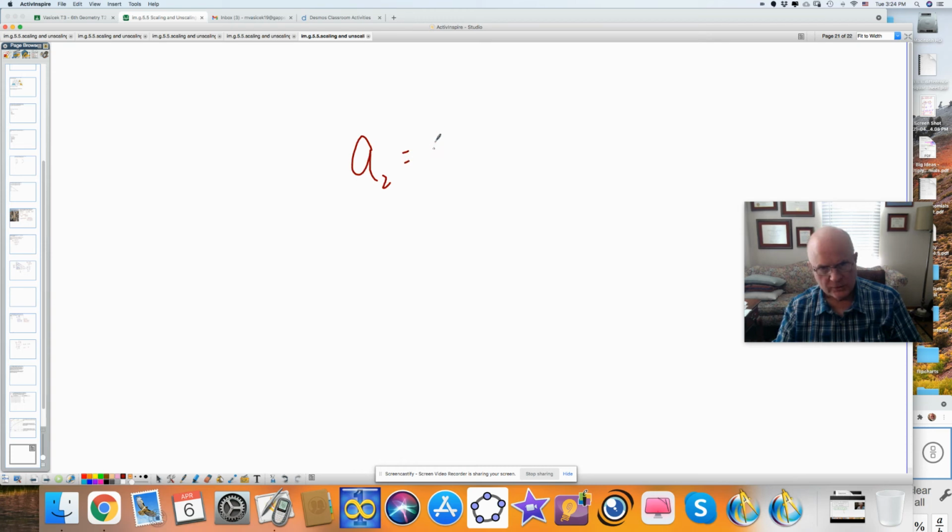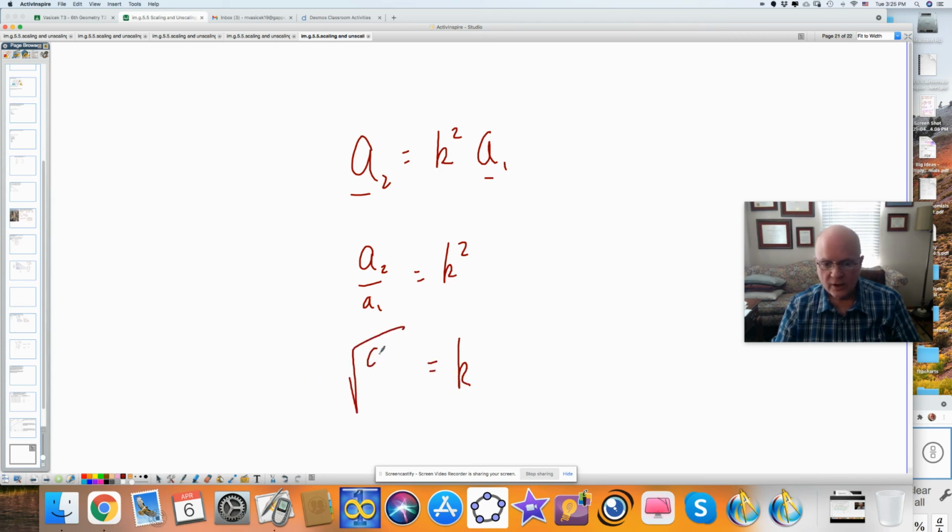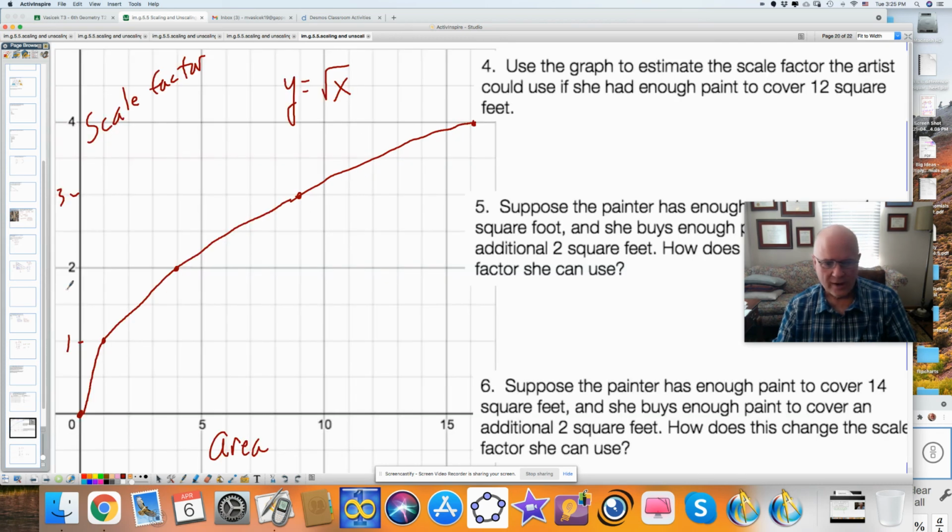area 2 is equal to K squared times area 1, and you know both of these two, you can divide both sides by area 1. So you get A2 over A1 is equal to K squared. And then you take the square root of both sides. So K is equal to the square root of A2 over A1. In our case, A1 was equal to 1, so we just had Y is equal to the square root of X. K, the scale factor, is equal to the square root of this, and that's what we have here. The scale factor, this is our Y value, this is K, is equal to this.